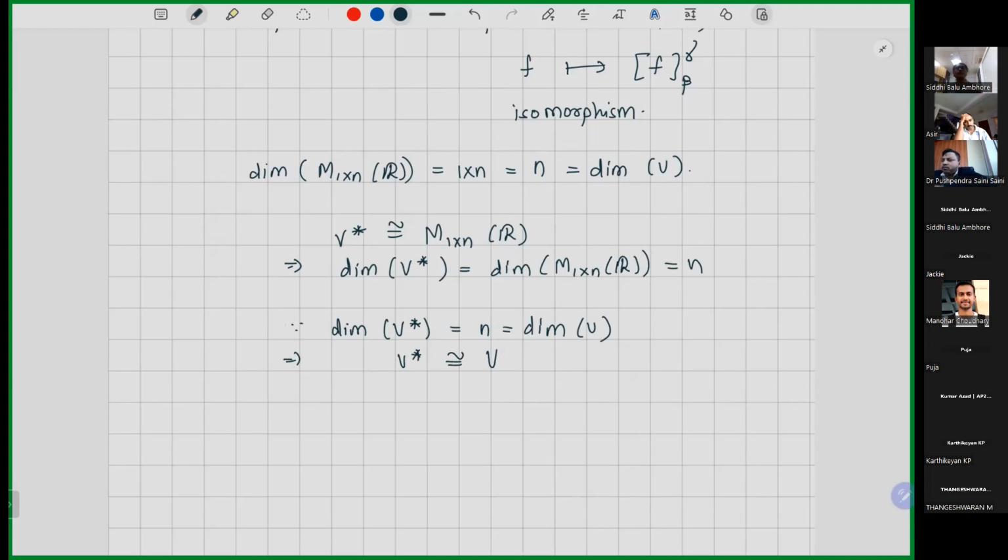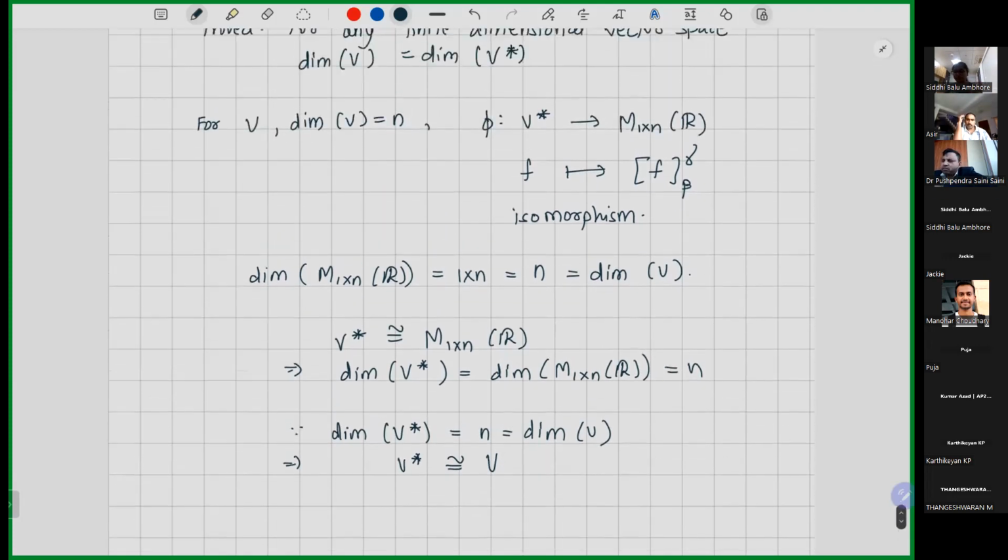Now is this clear? This is already given in the video lectures. And can you repeat the argument of why dimension of V star equals dimension of the 1 cross n matrices? Because this is an isomorphism of finite dimensional vector spaces, and for finite dimensional vector spaces we have the proposition already proved in last week's lectures: two vector spaces are isomorphic if and only if their dimensions are equal. So F from V to W is an isomorphism if and only if dimension of V is equal to dimension of W in the finite dimensional case.